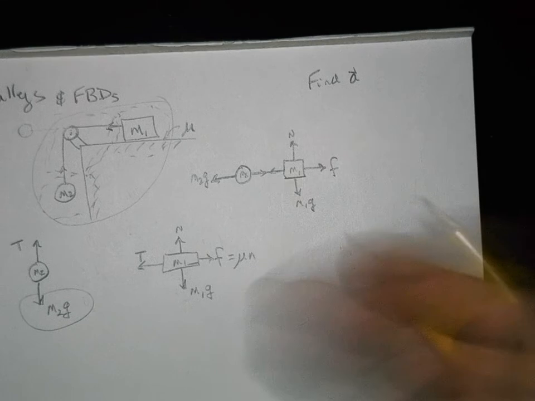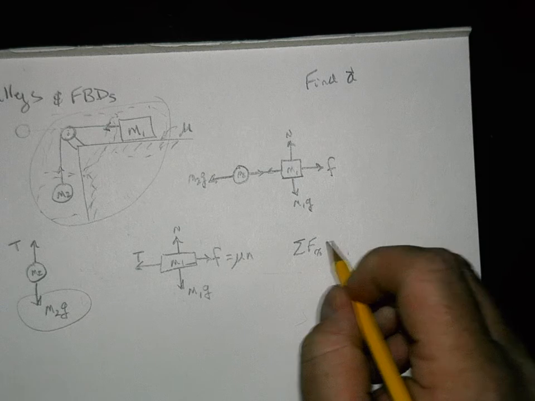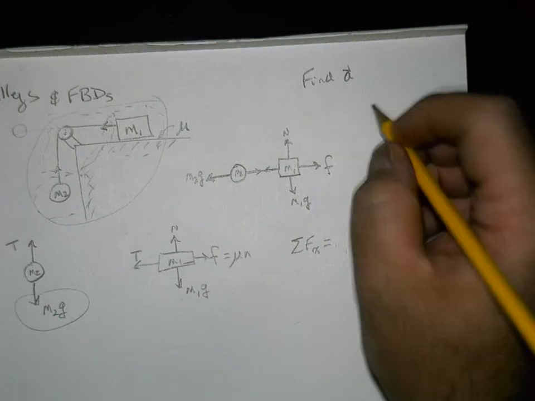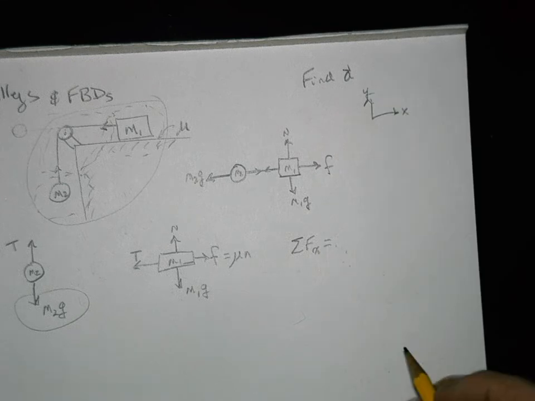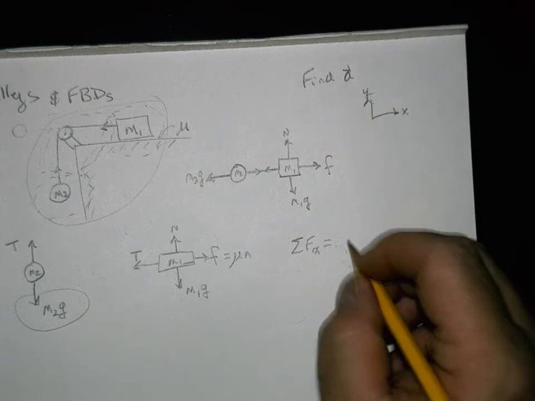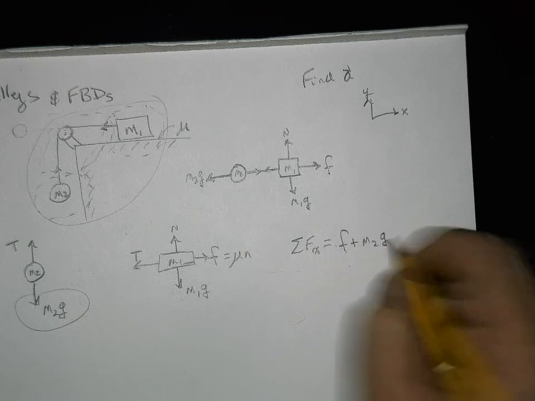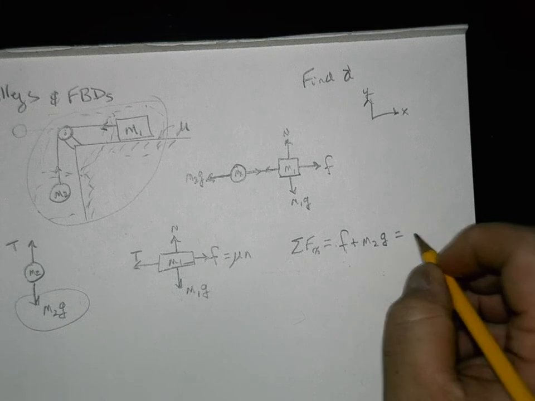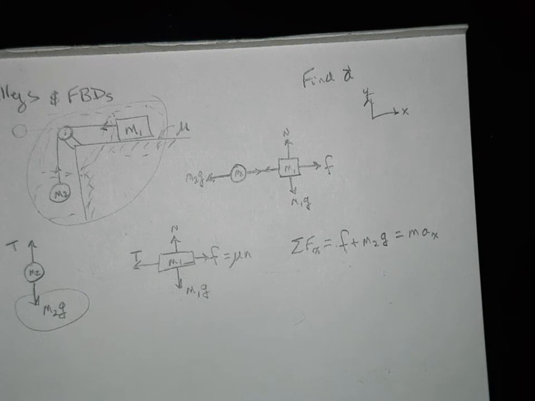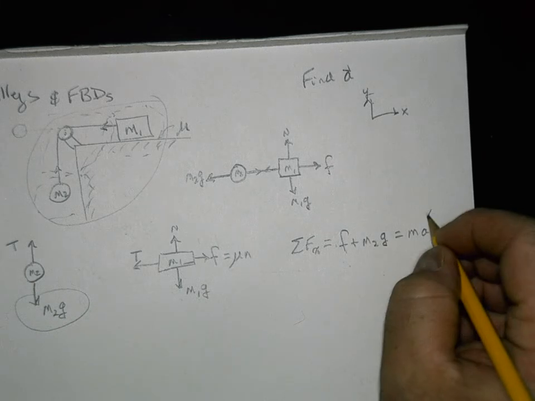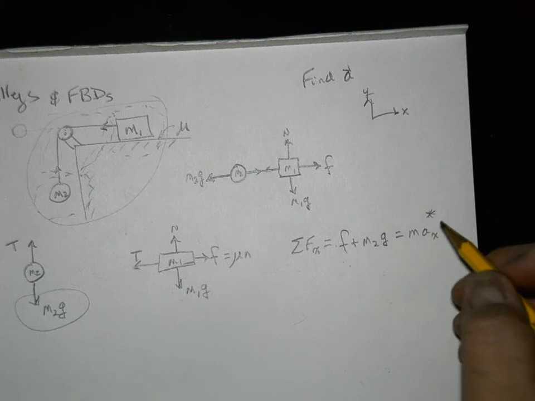All right. So we're going to set up our equations now. And so we have the sum of our forces in the x direction are going to be. Let's set our axes. That's positive and positive. Okay. So this is going to be F plus m2g is going to equal our mass times our acceleration in the x direction. Okay, I'm going to put an asterisk right here because we're going to need to come back to this because there's a little tricky part right here. The only tricky part to this time-saving device.